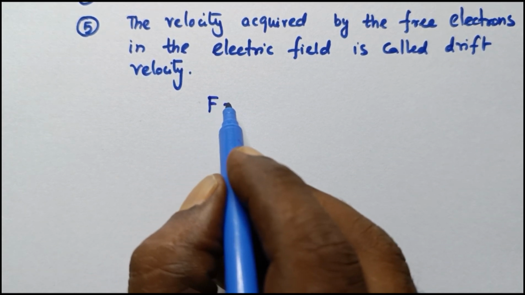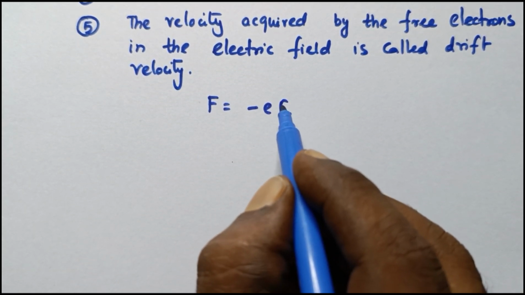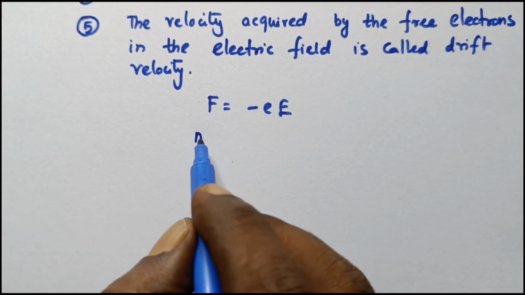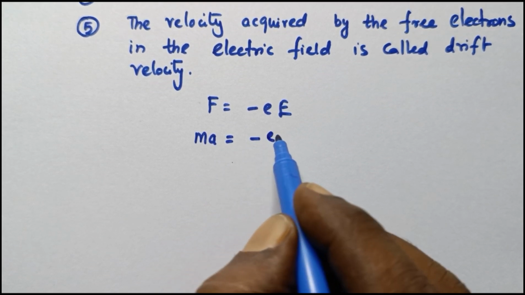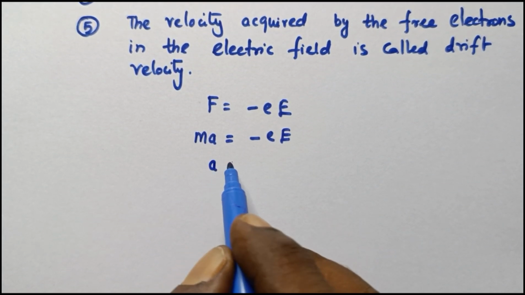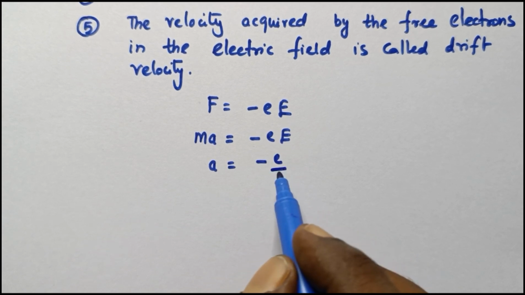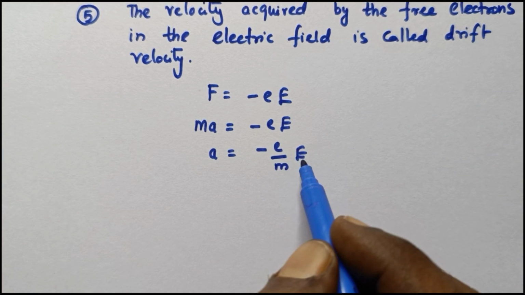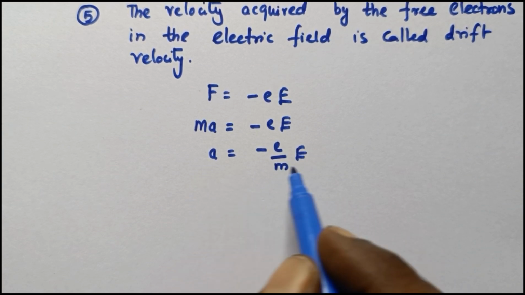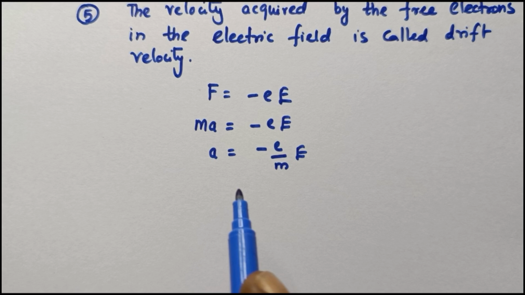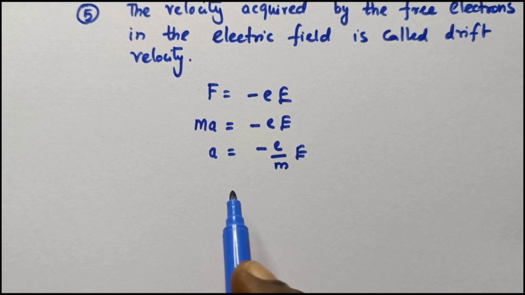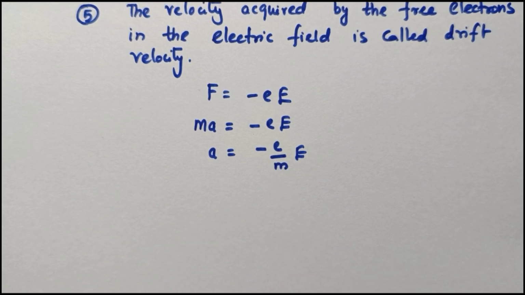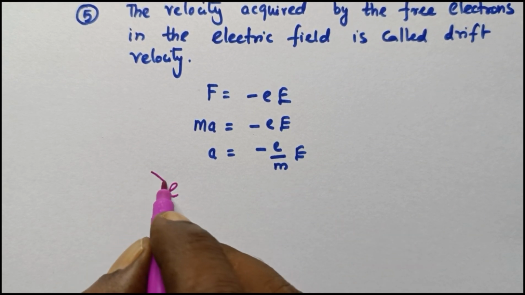So F is equal to minus e into E. This is the electrical force. Now from Newton's second law, ma is equal to minus e into E, or a is equal to minus e by m into capital E. E is the electric field and a is the acceleration. Both are vector quantities. When the electrons are moving, they collide with the positive ions. So during the motion of free electrons, there is collision with the ions. Assume that the electrons are moving like this.